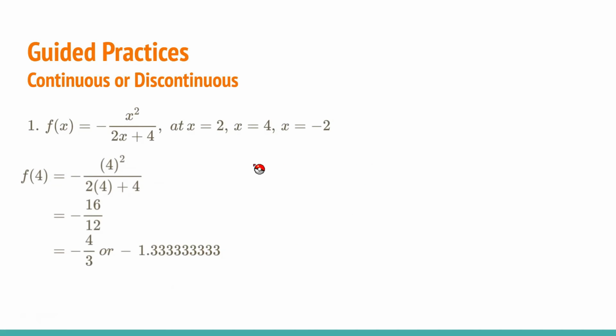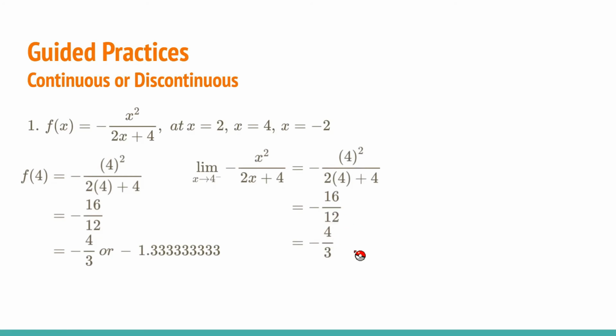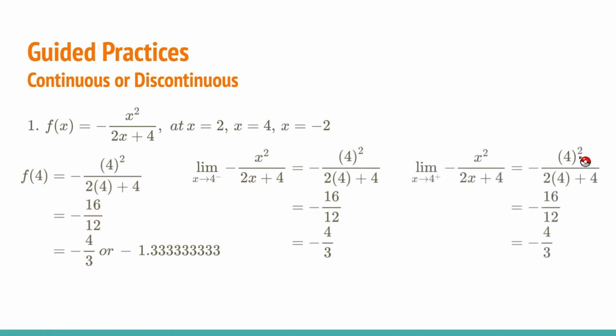So next, the limits. First, the one from the left. Again, simply replace the value and we will get negative 4 over 3. And then for the right, we also get negative 4 over 3. So once again, we could see that they are all equal. So that means f of x is continuous at x equals 4.